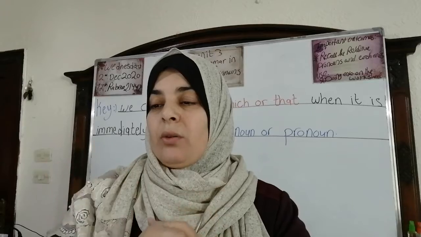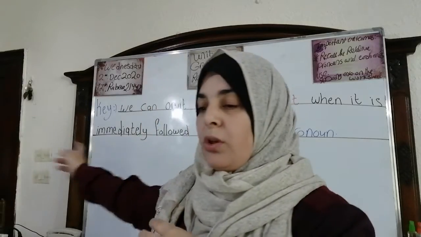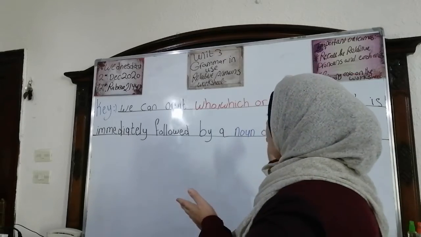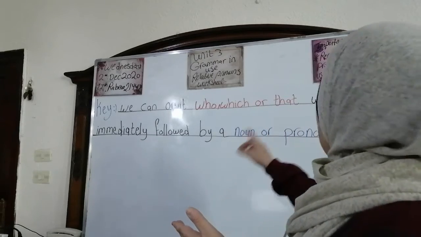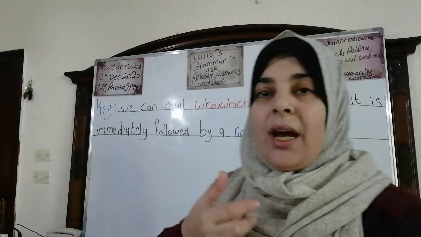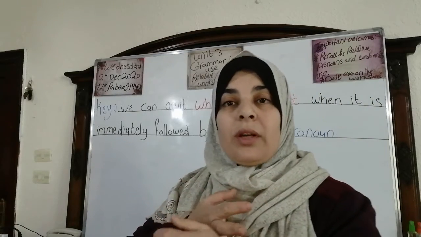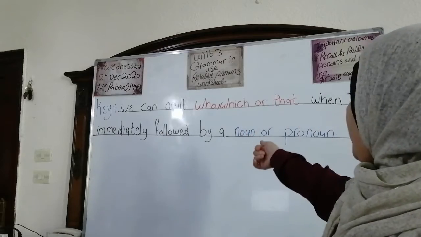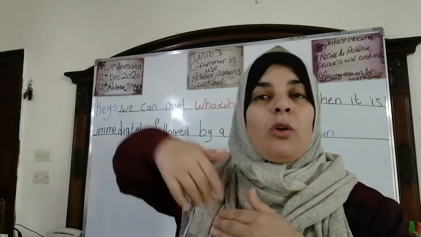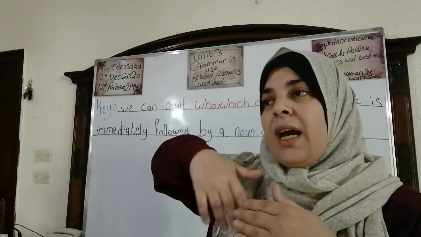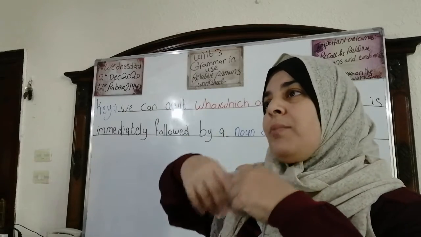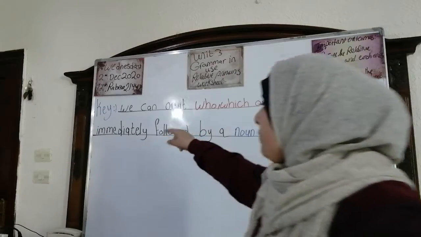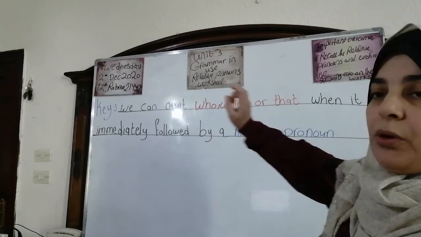Okay, now look at this note, I wrote it on the board. We can omit who, which, or that when it is immediately followed by a noun or a pronoun. Okay, we can omit them if they are followed by a noun or a pronoun. What do you mean by omit? We can remove them, we can drop them from the sentence if they are followed by a noun or pronoun.